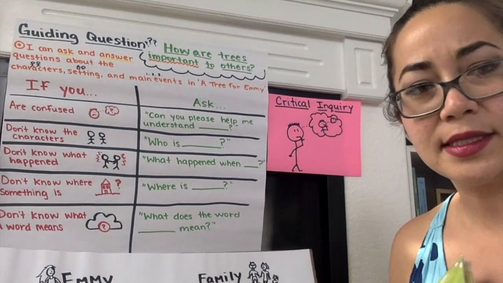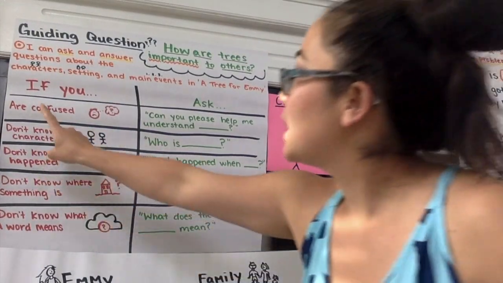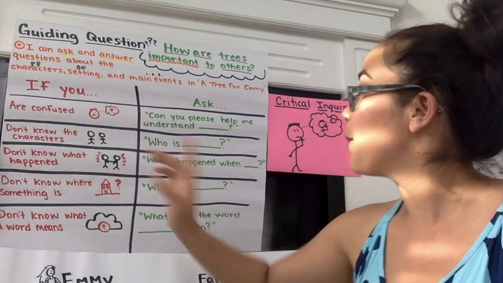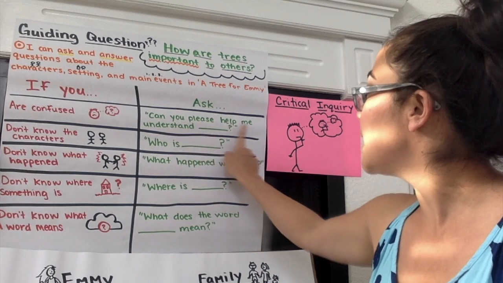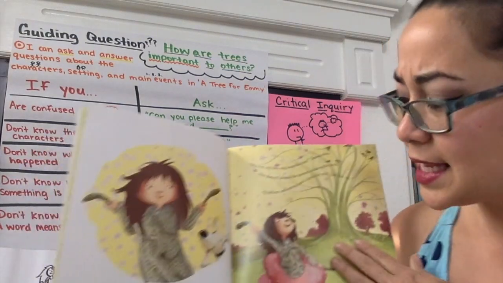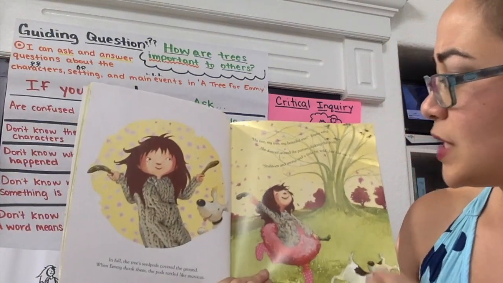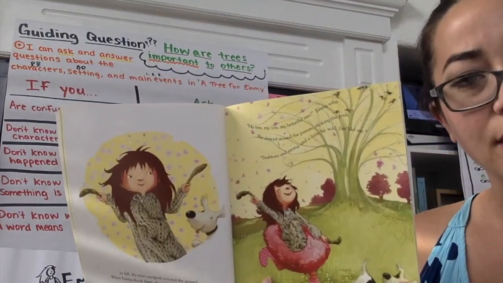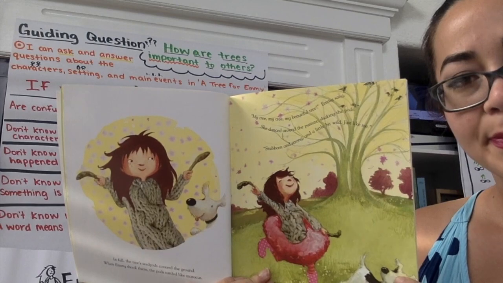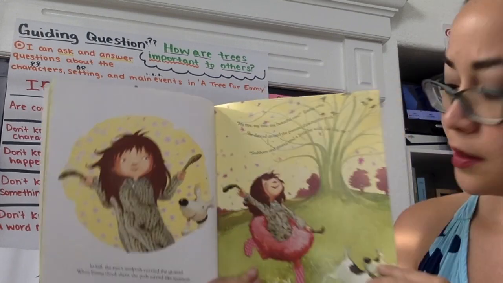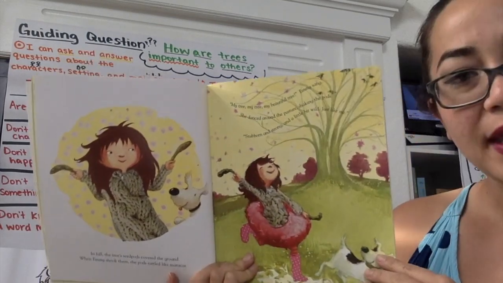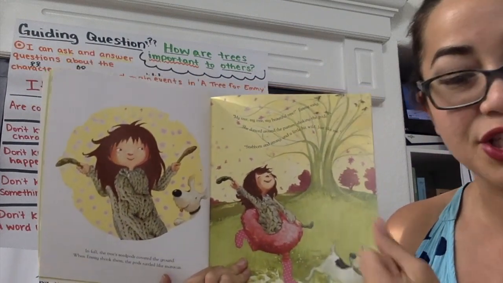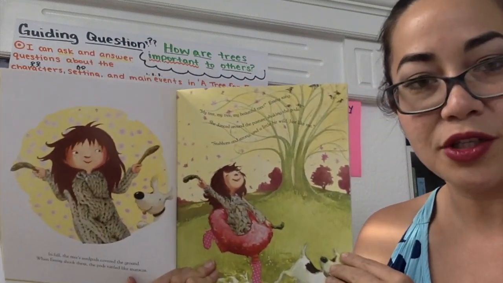Oh, wait, I need to stop because I'm feeling a little confused. And if I'm confused, I need to stop and I need to ask, can you please help me understand? Why does Emmy keep saying that the tree is stubborn and strong and just a little bit wild, just like her? Do you think that maybe she's saying that because she likes that the tree is strong and she feels strong too?